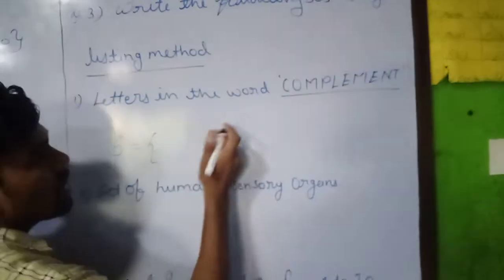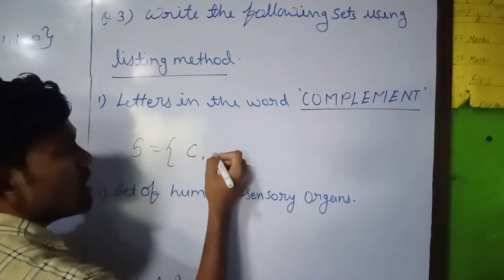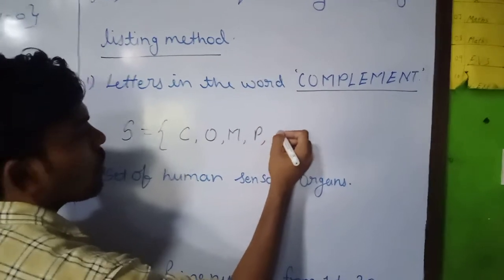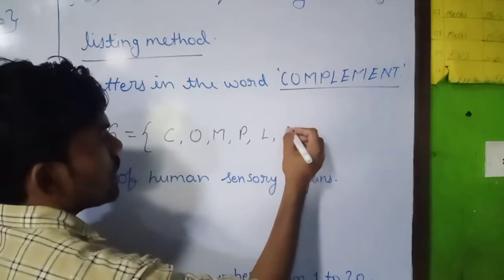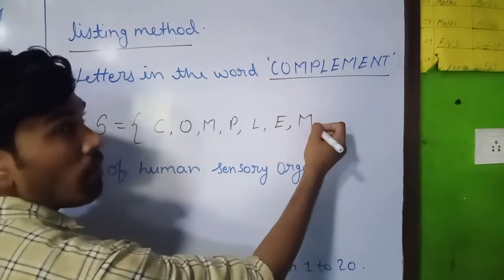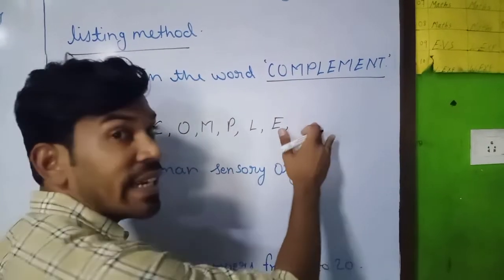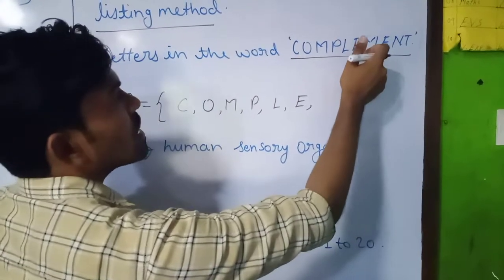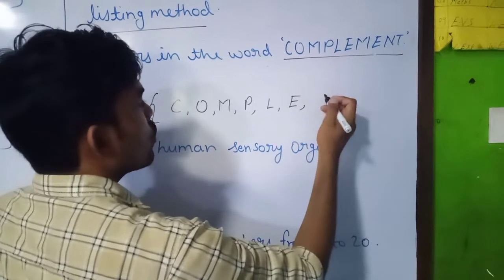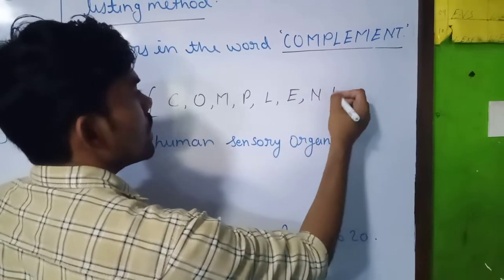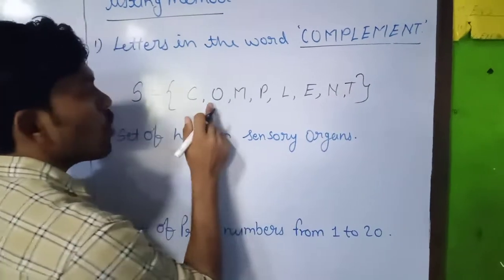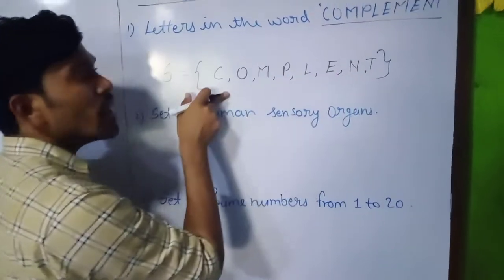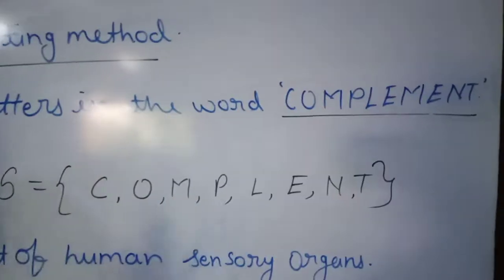Now all the letters one by one we are going to write: C, comma, O, comma, M, comma, P, comma, L, comma, E, comma. Should I write M? No, because we learned in the principles and rules that no element should be repeated. So in place of this M, we could not write again E, we could not write N, yes, T, yes. So C, O, M, P, L, E, N, T. These are the letters in the word complement.